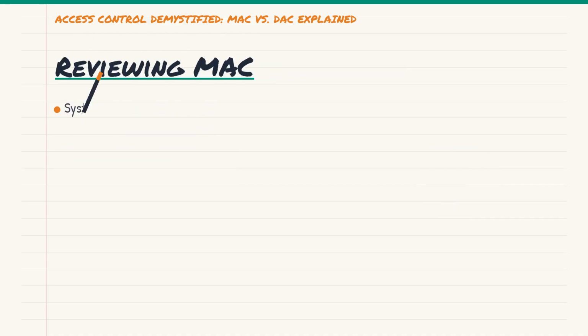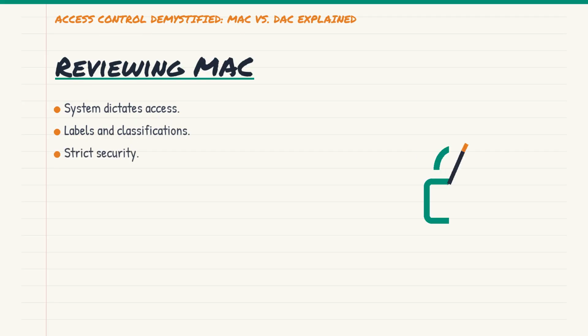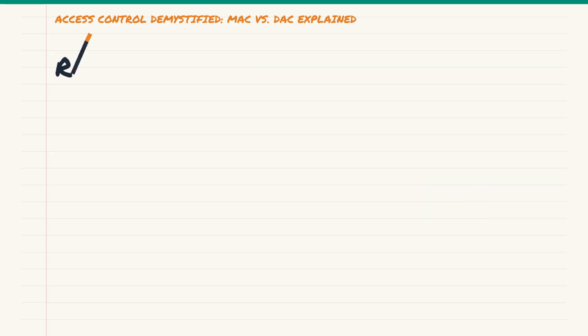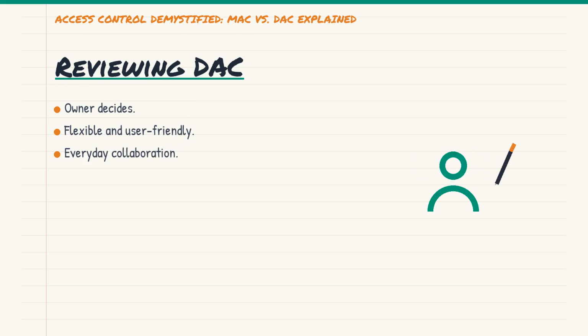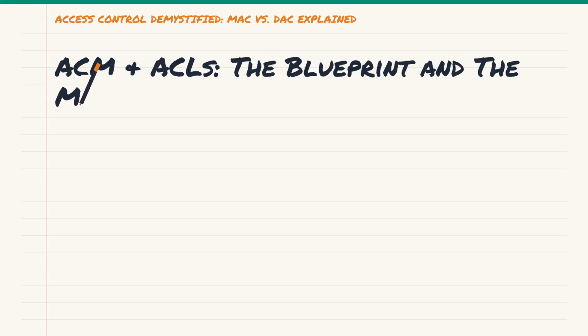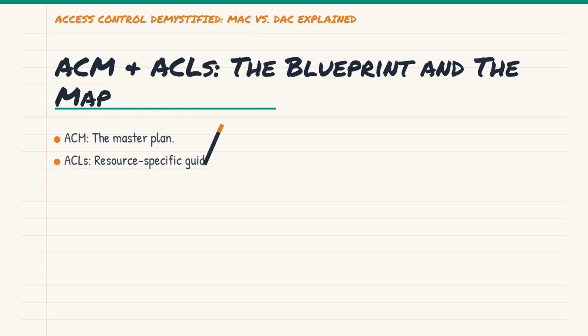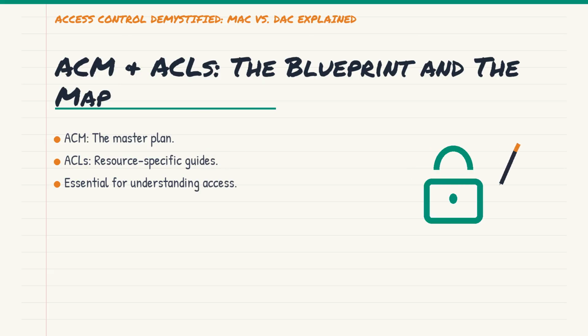So, MAC, think government, military, strict hierarchies. It's all about system-level labels and mandatory clearance. No exceptions. And DAC, think your personal files, shared documents, general office use. It's owner-controlled, flexible, and powers most of our daily digital interactions. The ACM is the master blueprint of all possible access relationships, and ACLs are like detailed maps for specific resources, guiding who can go where and do what.